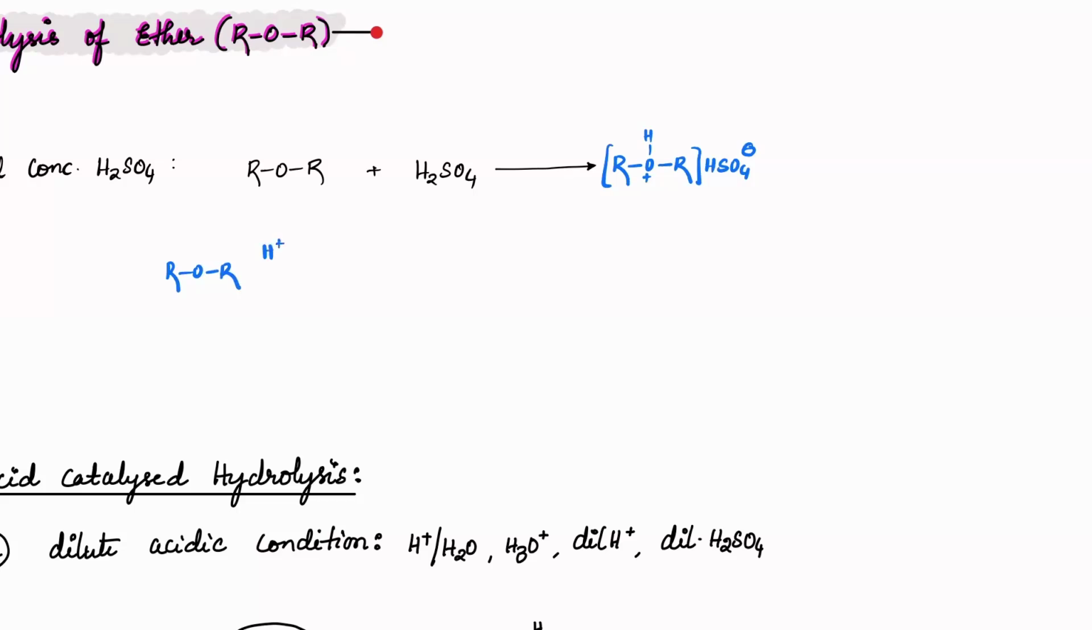Got it? So in cold condition, think about protonation here. H plus is provided, so the lone pair present on oxygen will attack here, and that will make an oxonium ion here. And now we do not have any strong nucleophile to support. That's why you'll simply report it as ROR H plus and HSO4 minus. Got it?